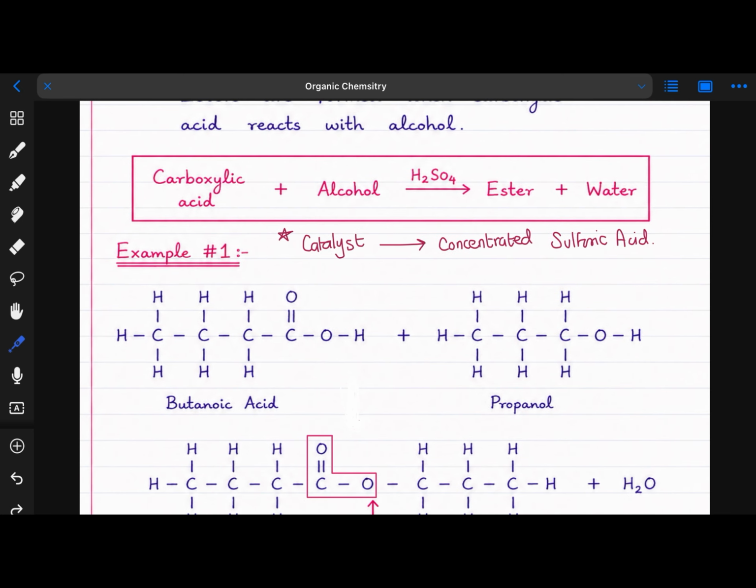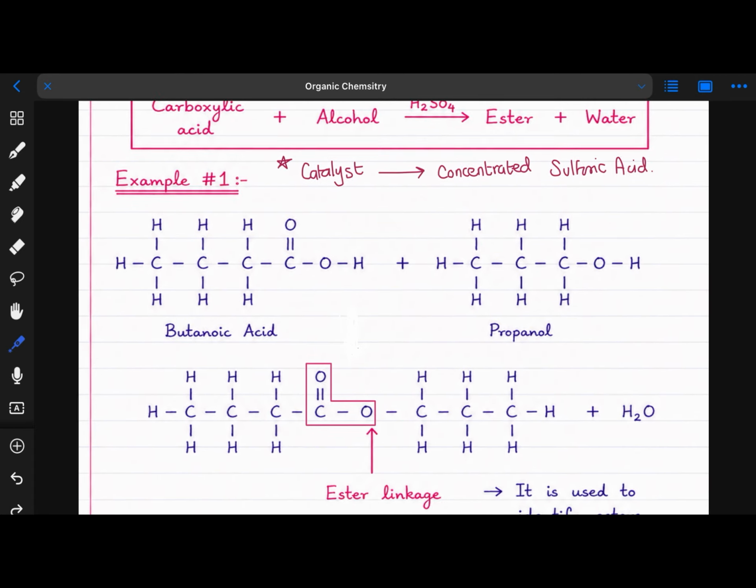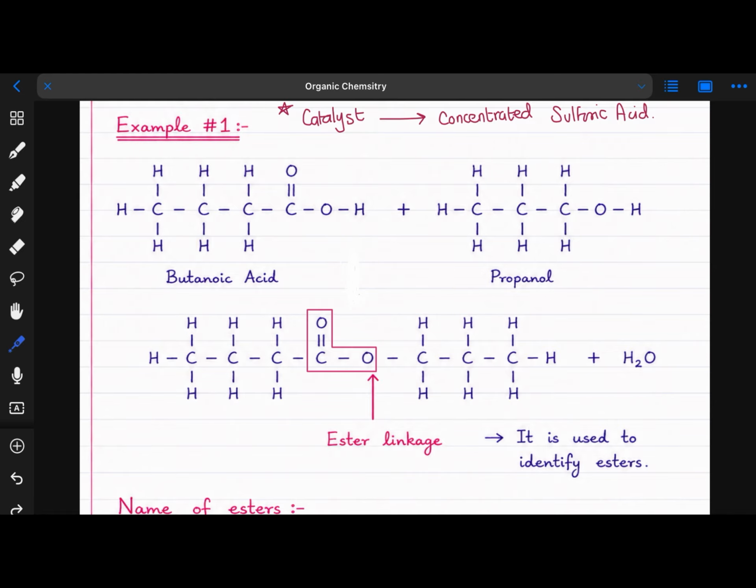Here we have carboxylic acid when it reacts with alcohol in the presence of concentrated sulfuric acid, H2SO4, we get ester and water as our product. And you must remember, whenever the examiner asks about the catalyst for the esterification, you must write concentrated sulfuric acid. Now, let me tell you in depth how to form esters.